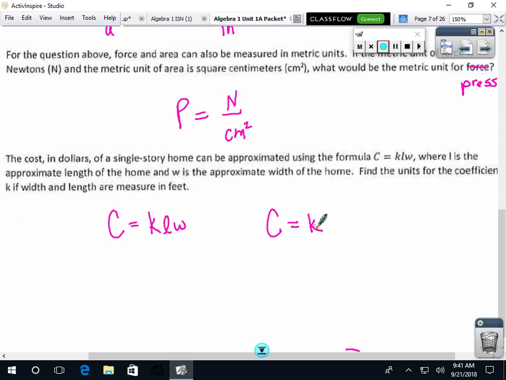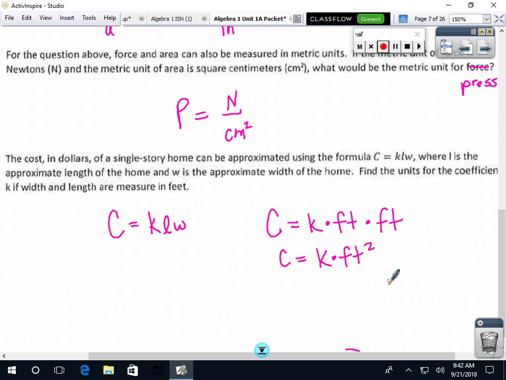But what did they tell you length is measured in? Feet. And isn't this K times L times W? So K times feet times, what is width measured in? Feet as well. Okay, so the cost is measured in K, which is just a constant value, times feet times feet. Well, instead of leaving it like that, how else could you write feet times feet? Feet squared. So it would look like that.